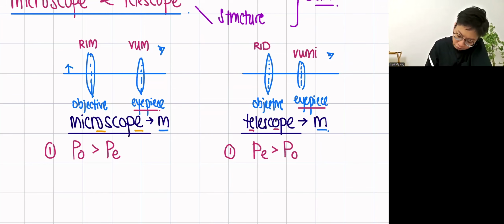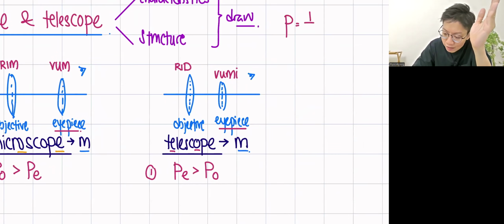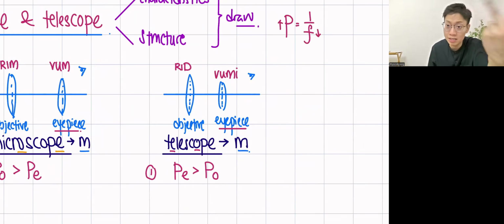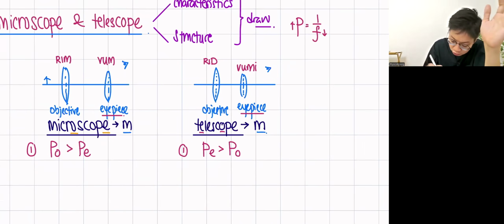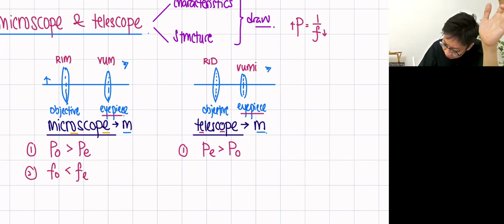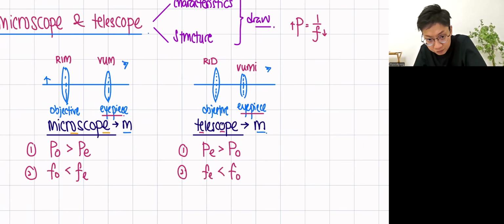Number two, we learned before, power is 1 over focal length. So the higher the power, the shorter the focal length, right? Because they are inverted, right? So therefore, number two, for the microscope FO will be less than FE. Number two, for the telescope FE will be less than FO. Correct?